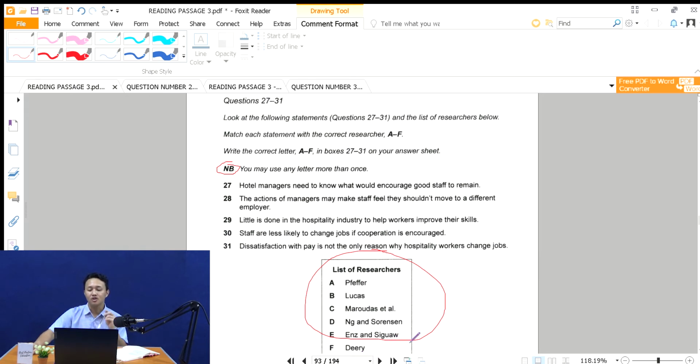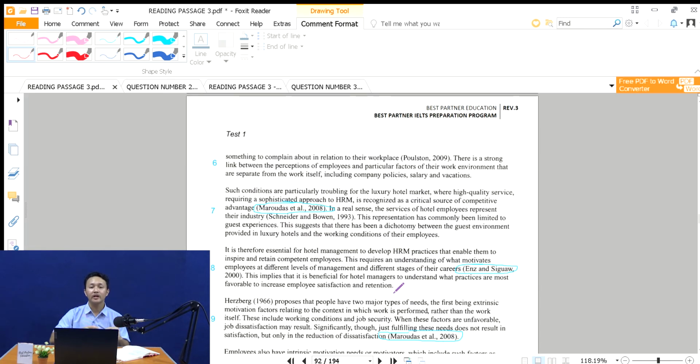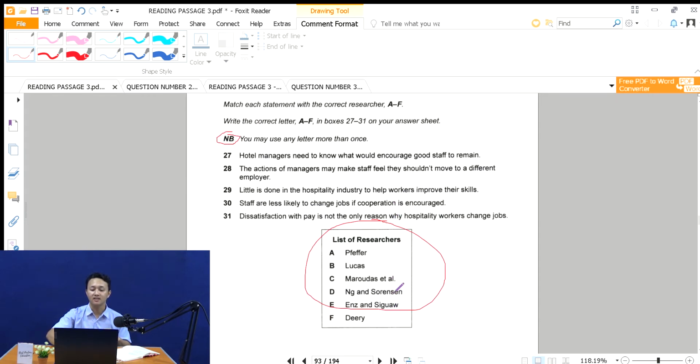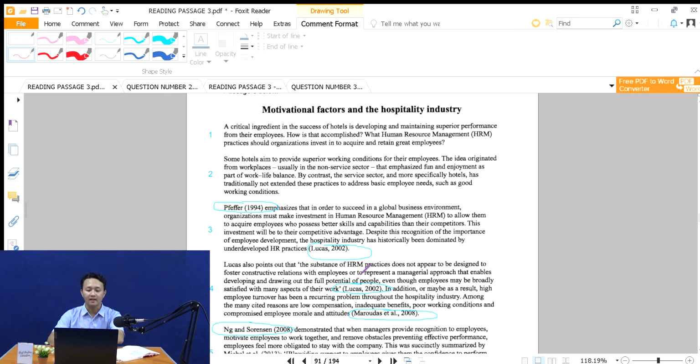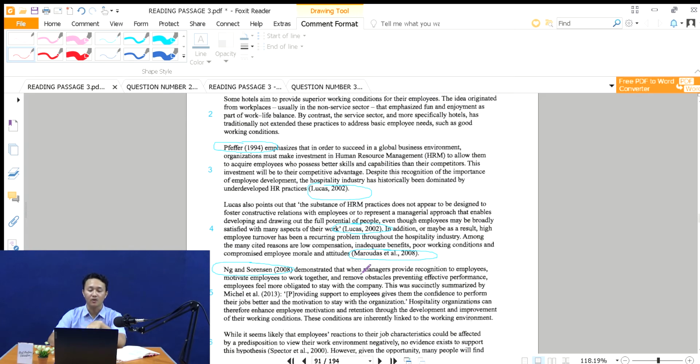Okay. Now after you have read the list of the researchers right here, go to the text, but do not try to find the answers first. Do not try to find the answers just yet, but what you have to do is to find all of the researchers listed in the boxes in here and then highlight them like this. So if you find Piffer, then highlight them, Lucas, and then Lucas again, and then Marauders, and Sorensen, and so forth. So you have to highlight the name of the researchers in the box.